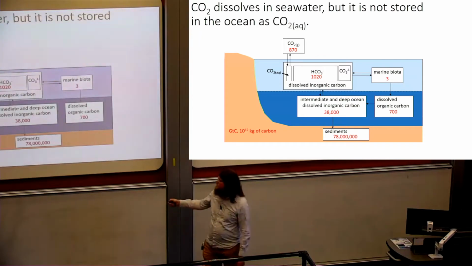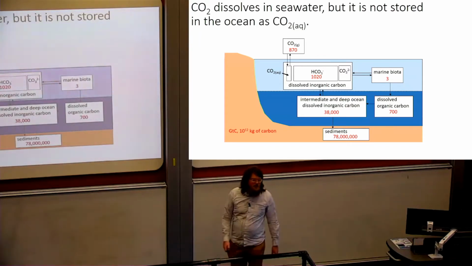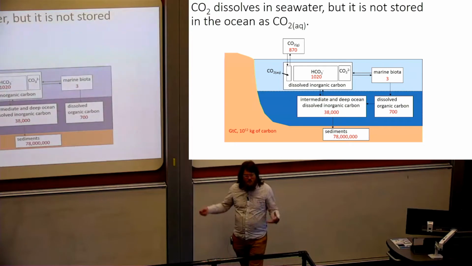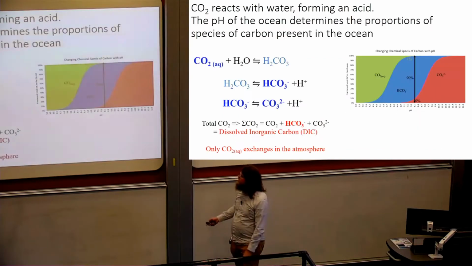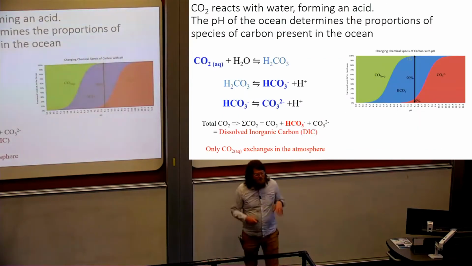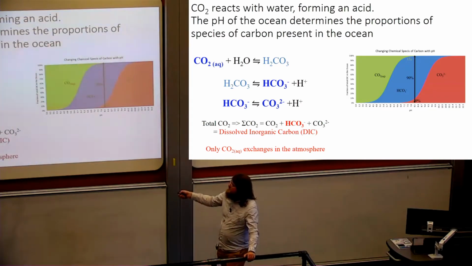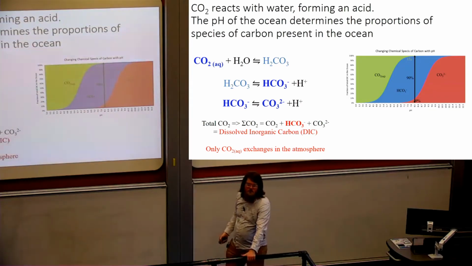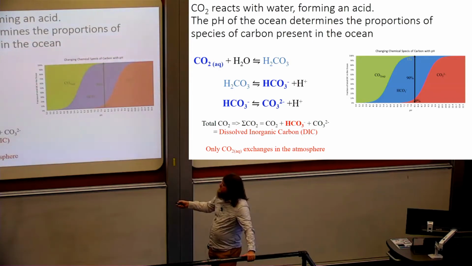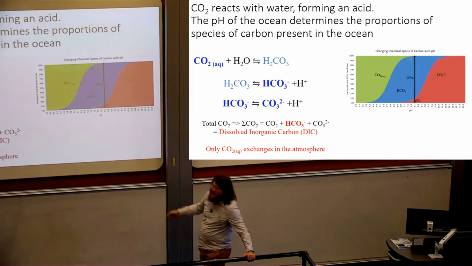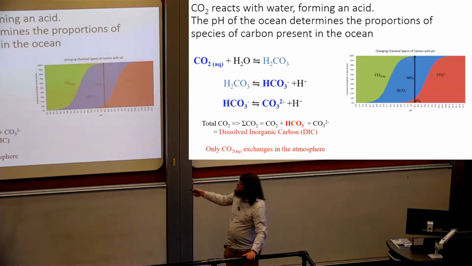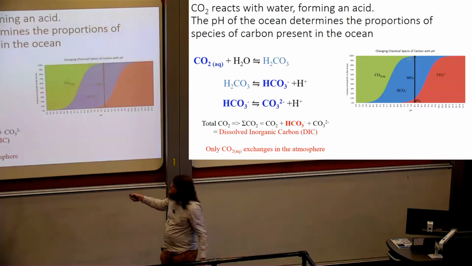Okay, so you can see almost 40,000 gigatons of carbon are in the ocean, which is huge compared to the atmosphere. So looking a little bit in more detail at the chemistry of this, these are the reactions that occur when CO2 reacts with water. So it dissolves, it becomes aqueous, then it reacts with water to form carbonic acid, which is a very unstable molecule. This doesn't hang around for very long.